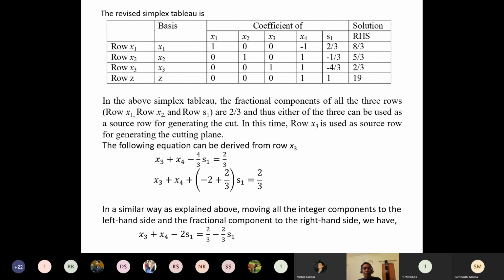So we got the integer solution, but still the decision variables X1 and X2 are non-integer in nature. That means you have not yet got the integer solution.